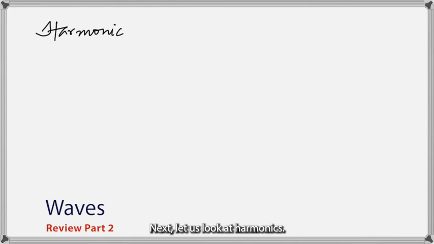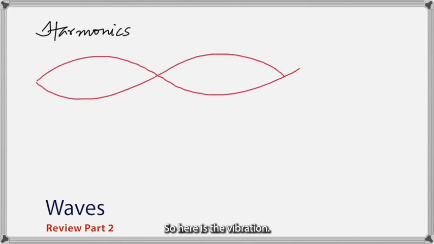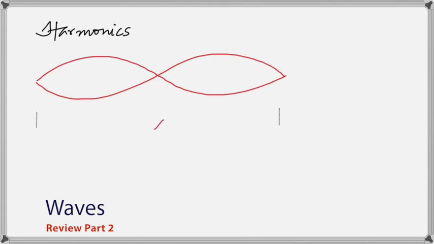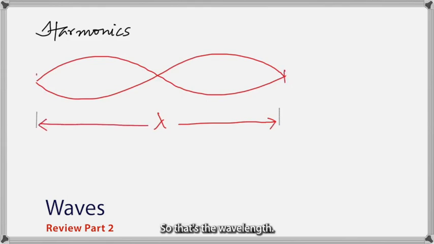Next, let us look at harmonics. So here is the vibration in a stretched string. So you clearly see two segments here. There is one segment here and the second segment. If there are two segments, it is called the second mode of vibration because there are two segments. And this is lambda, so that's the wavelength.